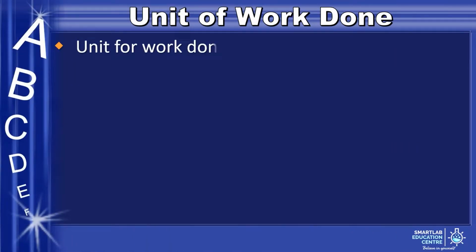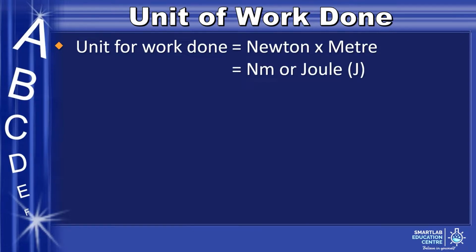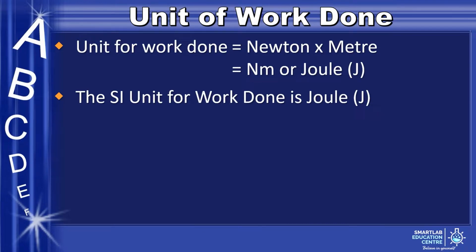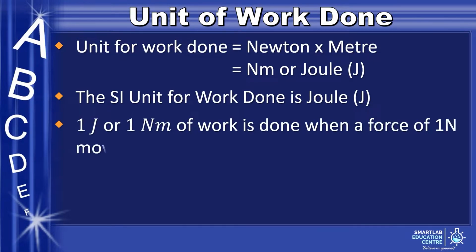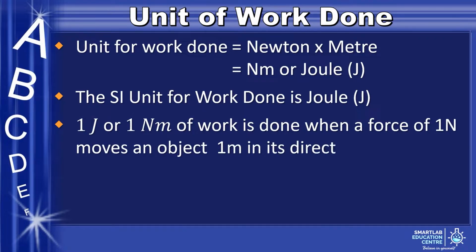The unit for work done is Newton meter, or joule. The SI unit for work done is joule. 1 joule or 1 Newton meter of work is done when a force of 1 Newton moves an object 1 meter in its direction.